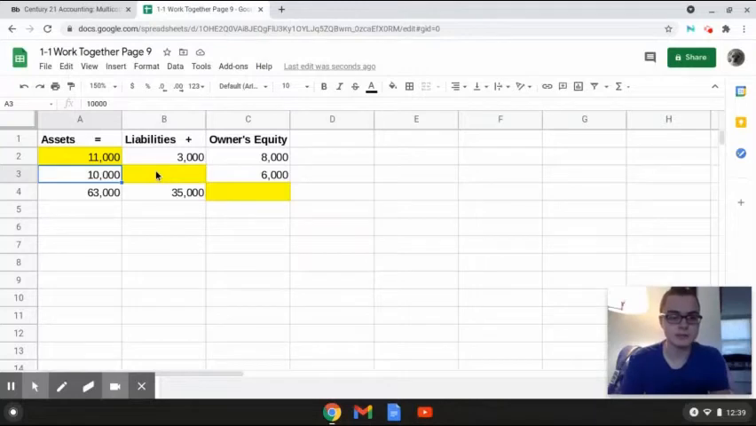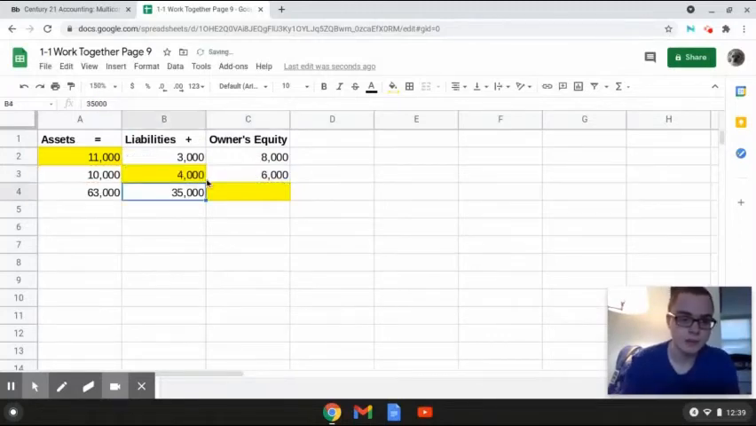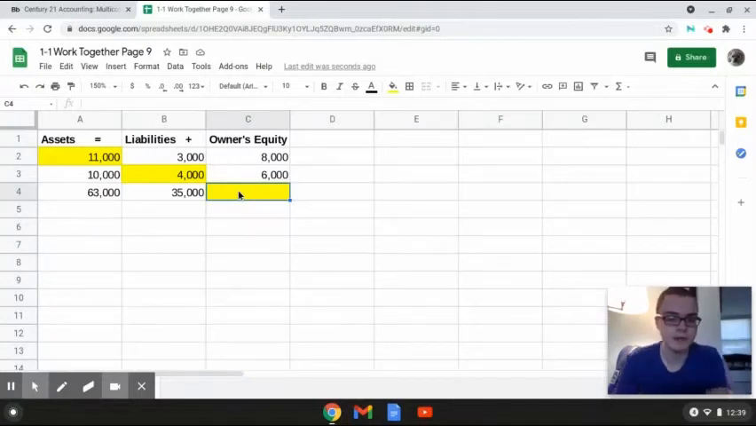Now, number 2 says that we have to figure out liabilities. And we are given the assets and our owner's equity, and we need to figure out our liabilities. So the way that we're going to do this one is I'm going to do equals, and then I'm going to take A3, which is the assets, and that's 10,000, and I'm going to subtract our owner's equity, which is C3, and that is 6,000, and that will give me 4,000. So our liabilities are 4,000 because if we take our liabilities and add them to our owner's equity, that will give us our assets.